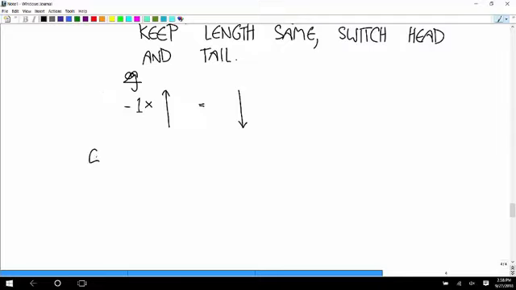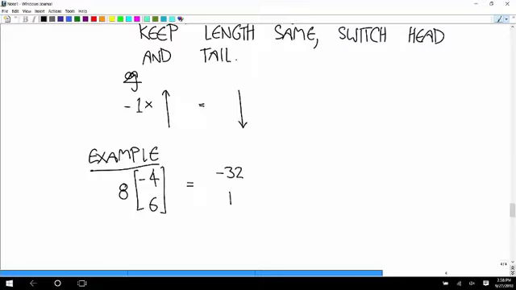Okay, and let me do an example of a calculation. So if you want to multiply 8 times the vector -4, +6, then the x component you get out of that is going to be 8 times -4, so -32. And the y component is going to be 8 times 6, so 48.